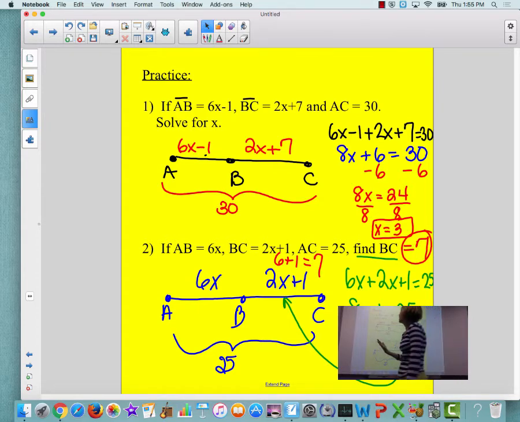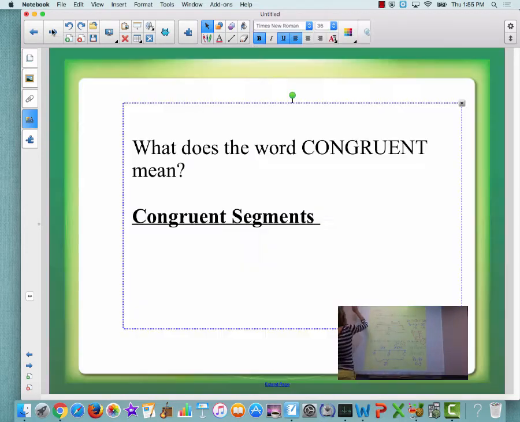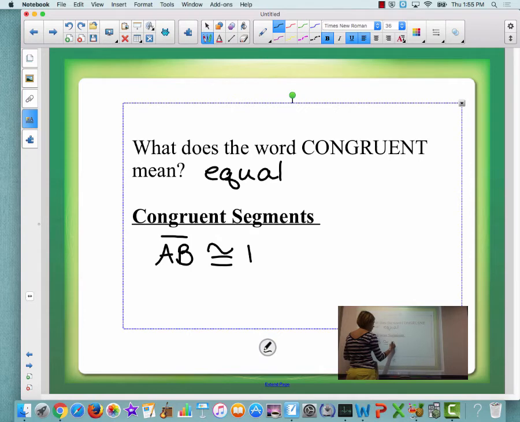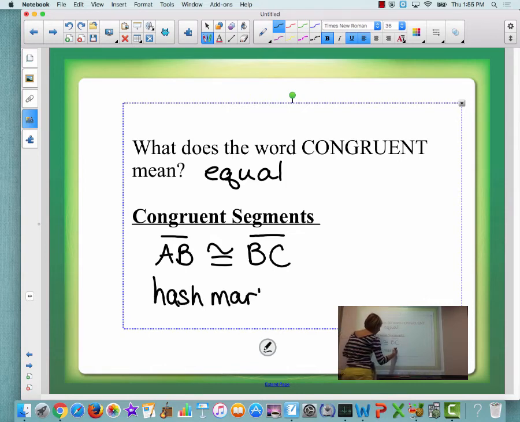All right, moving on. Again, remember, you can pause at any time if I'm going too fast. What does the word congruent mean? We talked about this. Congruent in math means equal. We're going to have congruent segments, and we might have congruent triangles or congruent polygons. But for congruent segments, I would use that symbol: AB is congruent to BC. And remember, if I mark things congruent, I always want to use the hash marks that we talked about in an earlier lesson.